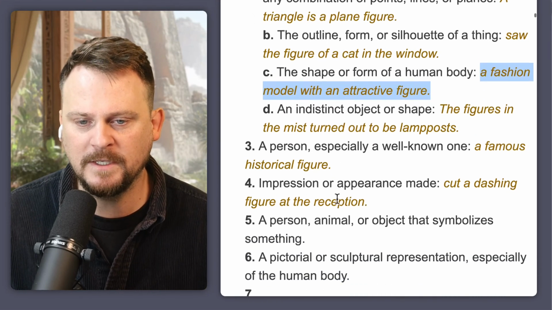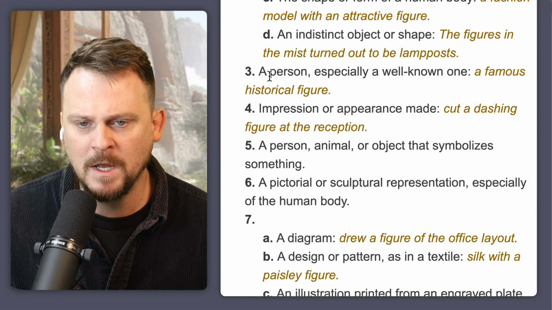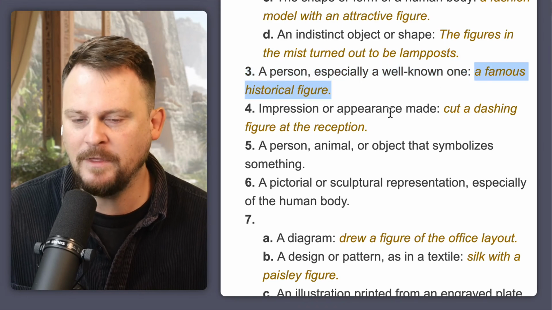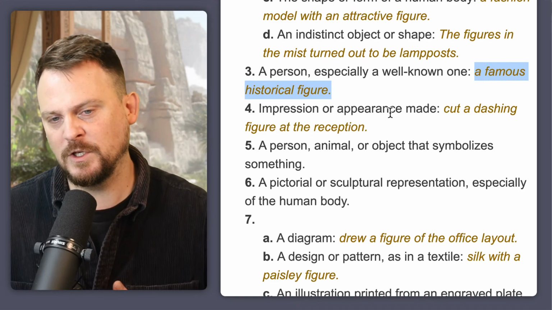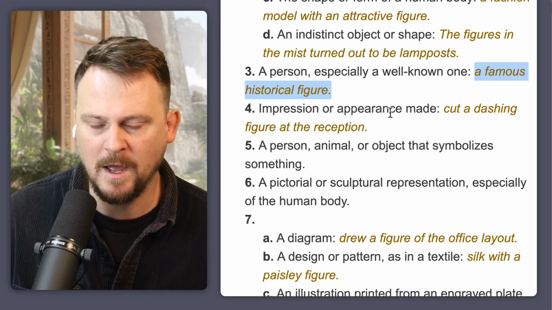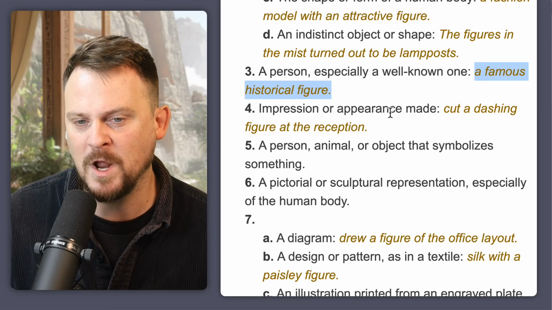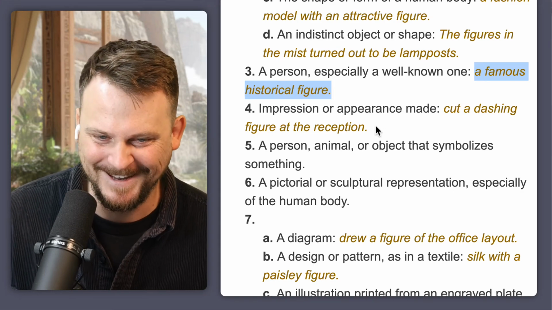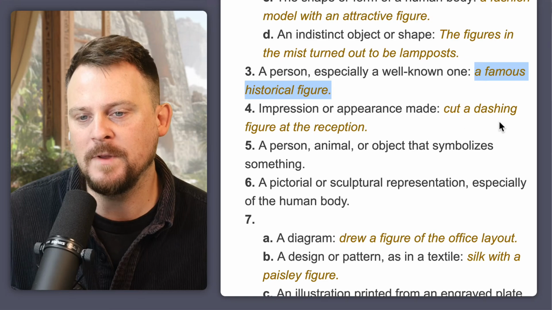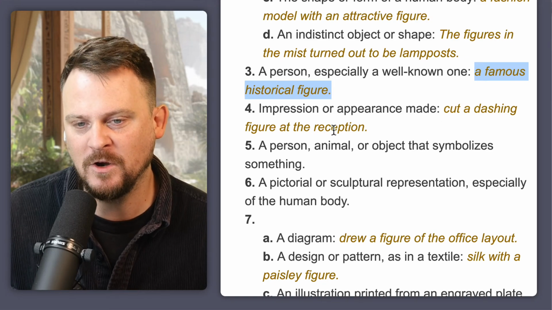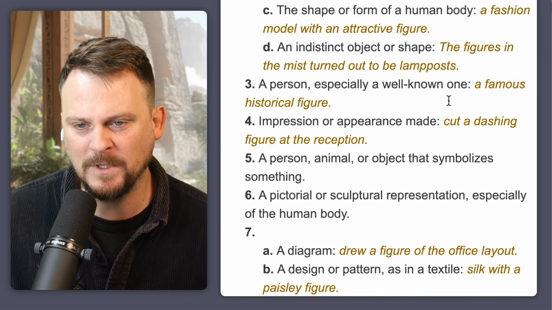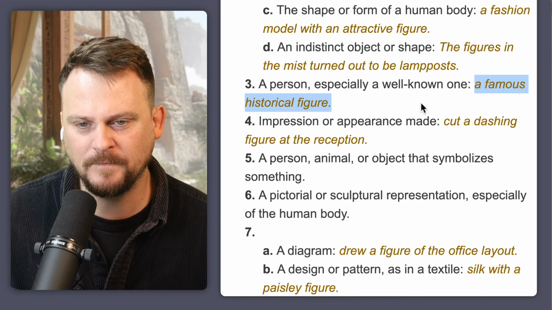Okay, so that's definition 2. A person, especially a well-known, famous historical figure. Okay, I think I know that one. A famous historical figure is just a historical person, an important figure. It's kind of like a shape, right? The shape of a famous person in that sense. Impression or appearance made, cut a dashing figure at the reception. Oh, okay. All right, so let's do an example of this one. Let's take this.